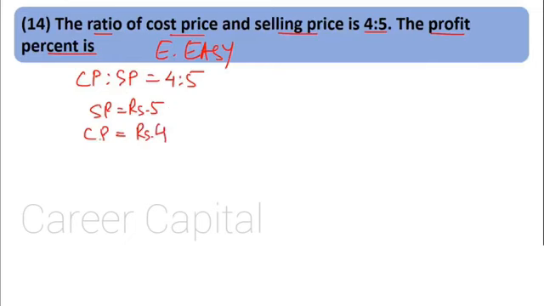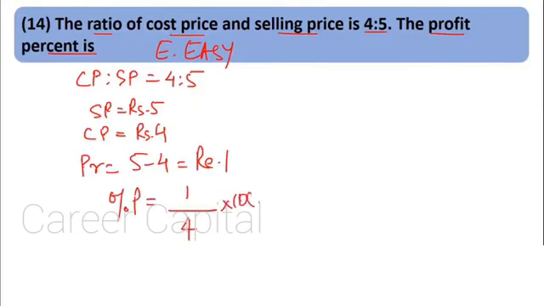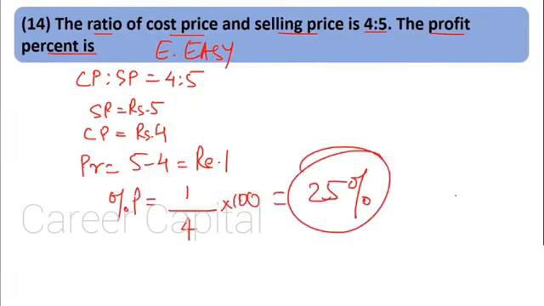If selling price is 5, cost price is 4, then what will be the profit? Selling price minus cost price is 5 minus 4 equal to rupee 1. Percentage profit is profit in rupees divided by cost price, that is 1 upon 4 into 100, that would be 25%. This is the answer. Going to the next question.